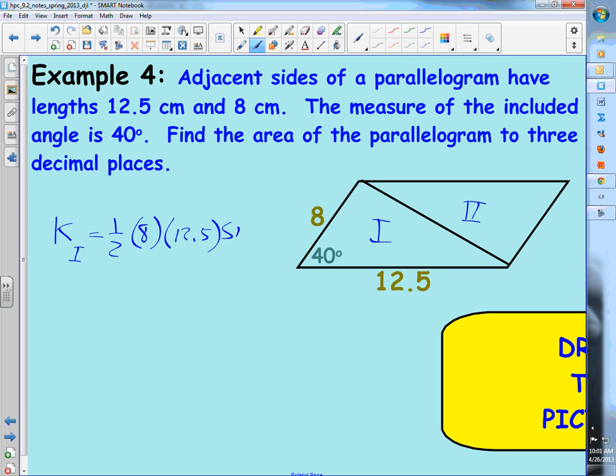Times the sine of 40. Make sure you're in degrees. And then if you're going to double that, the area of the parallelogram is simply going to be 8 times 12.5 times the sine of 40.